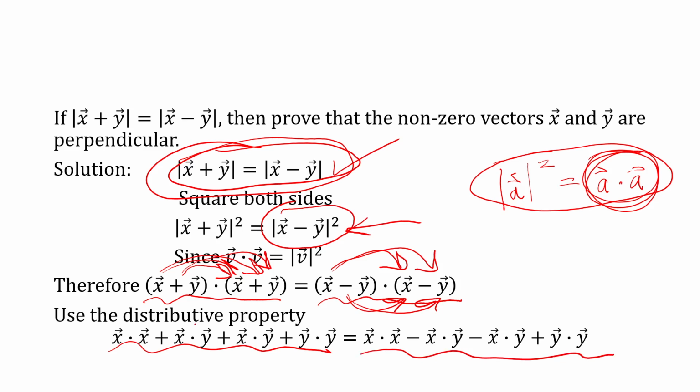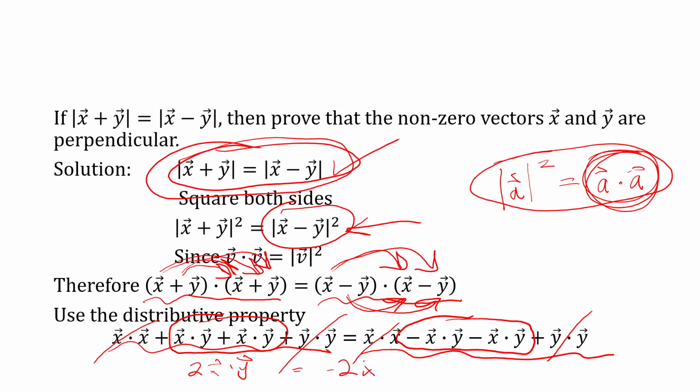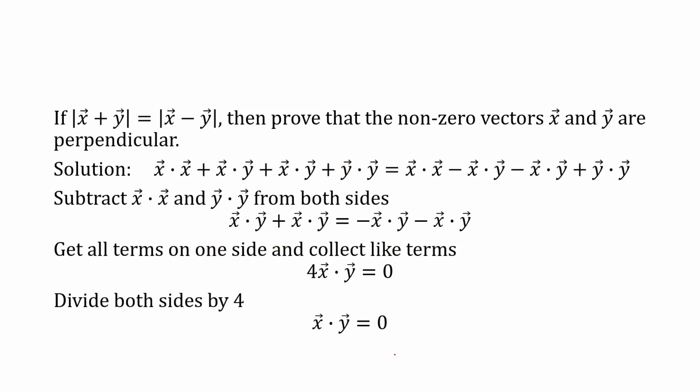Now, we can collect up our like terms. We'll have 2x dot y on the left, and we'll have negative 2x dot y on the right. We'll have an x dot x, which cancels with x dot x, and a y dot y, which cancels with y dot y. So ultimately, what we're going to have is 2x dot y on the left equaling negative 2x dot y on the right. Okay, and so this is what we show here, crossing out x dot x and y dot y.